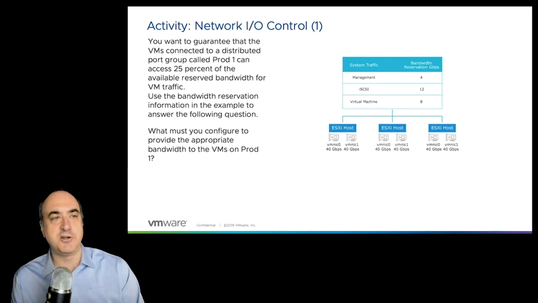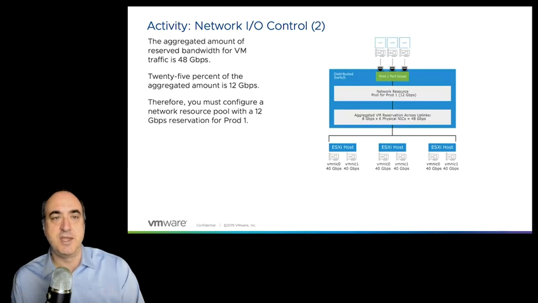So we want to make sure that out of those 48 gigabits of reserve bandwidth for VMs, we create a new resource pool that Prod 1 can be associated with that's going to guarantee 12 gigabits. So that's basically what we need to do here. We need to create a network resource pool that we can assign to Prod 1 that's going to get a network reservation of 12 gigs. And sure enough, that's exactly what we have us do here.